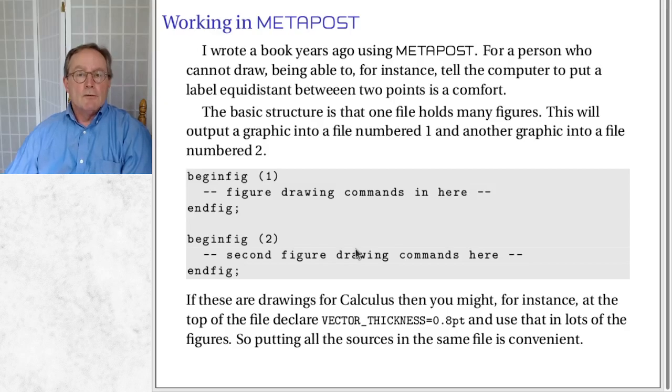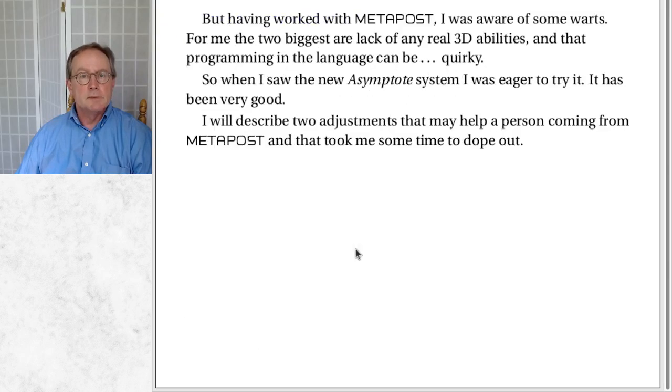If you're drawing, for example, figures for your calculus lecture, then you might put at the top of the file something like declare vector thickness equals 0.8 points and use that in lots of the figures. So putting all the sources in the same file is convenient because you could change that parameter and make it do what you need, if you want to make some small change. But having worked with MetaPost, I was aware of some warts. So when I started my latest project, I wasn't sure I wanted to use it.